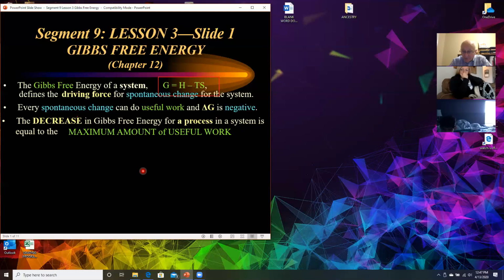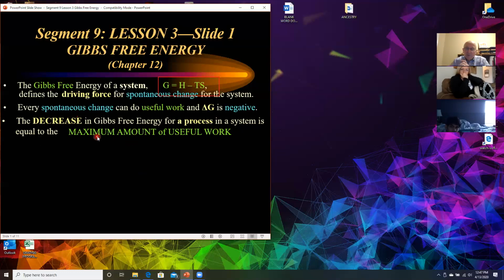Now, the internal energy change is the same no matter how you do it. The enthalpy is the same no matter how you do it. The Gibbs free energy change would be the same no matter how you do it, but it doesn't mean that you're going to get that much work out.